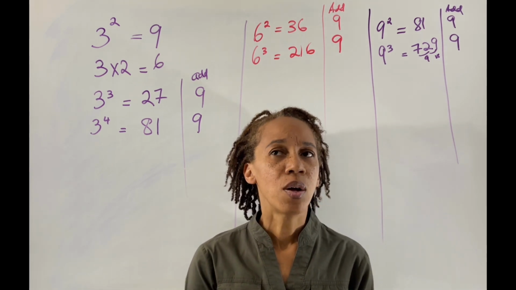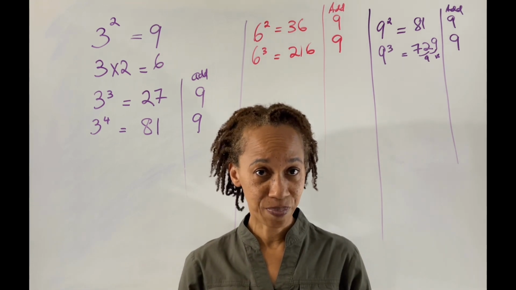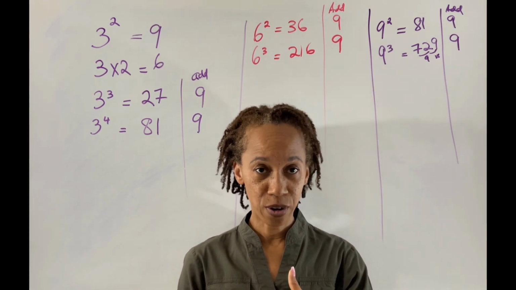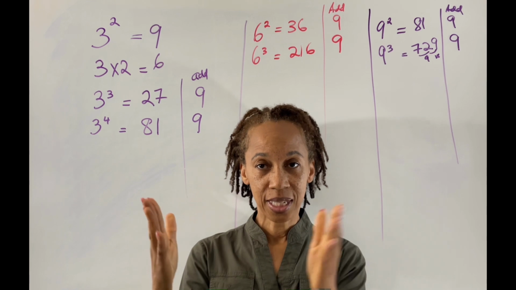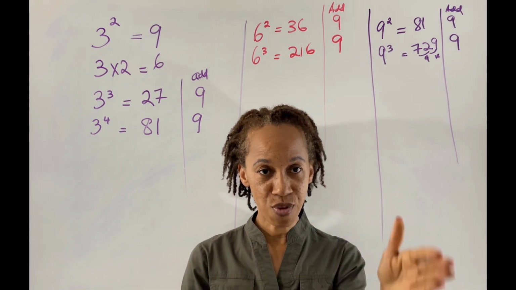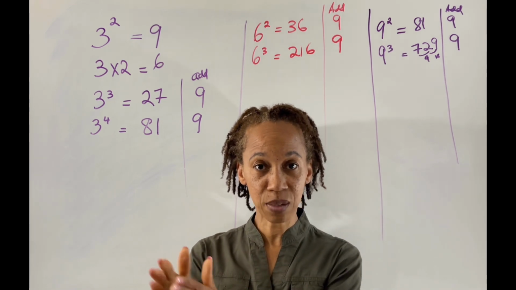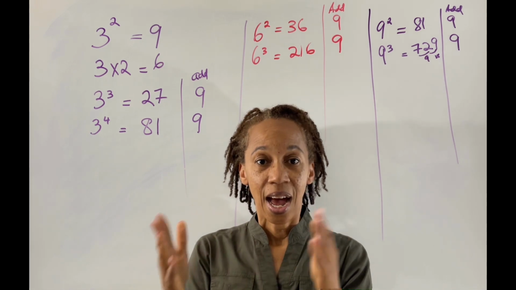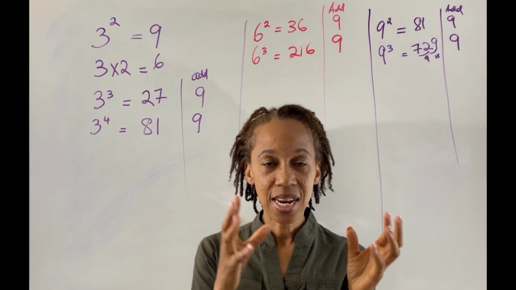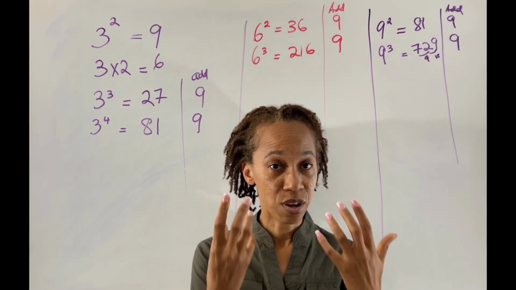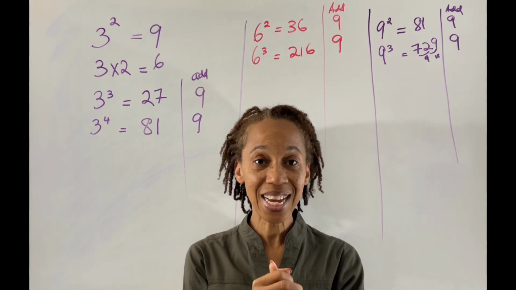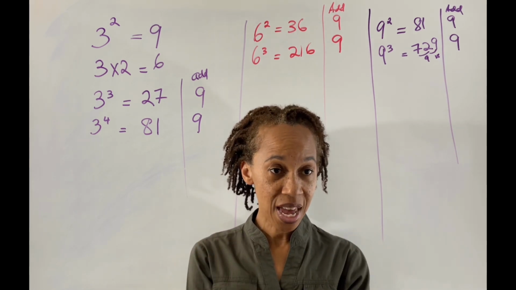Also, you have 3, 6, and 9. This is also a pattern. 3, 6, 9. 3 plus 3 is 6, and 6 plus 3 is 9. You notice that the number 9 is divisible by 3. The number 6 is divisible by 3.